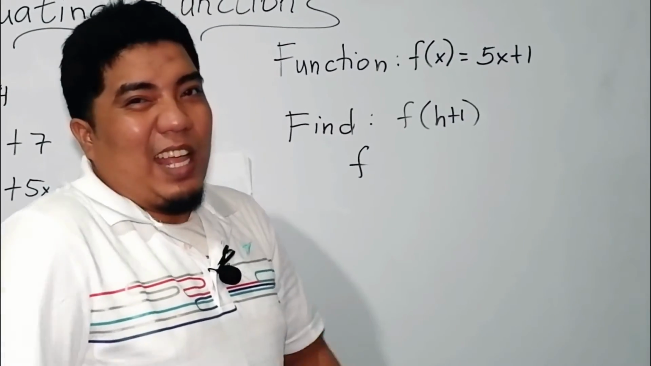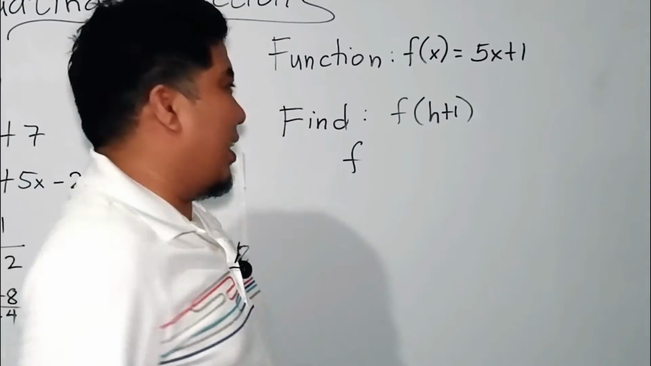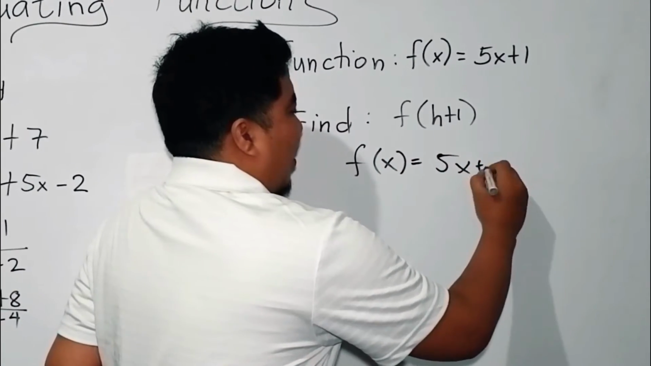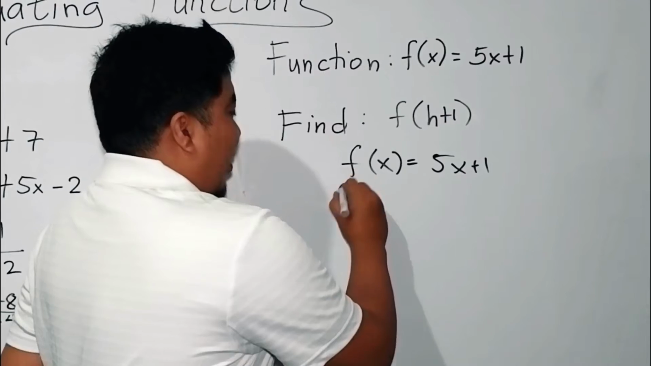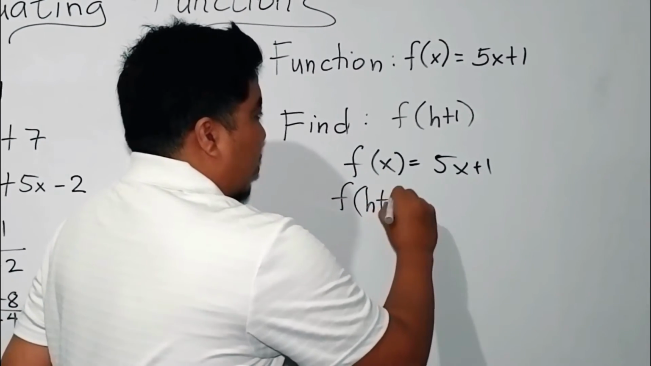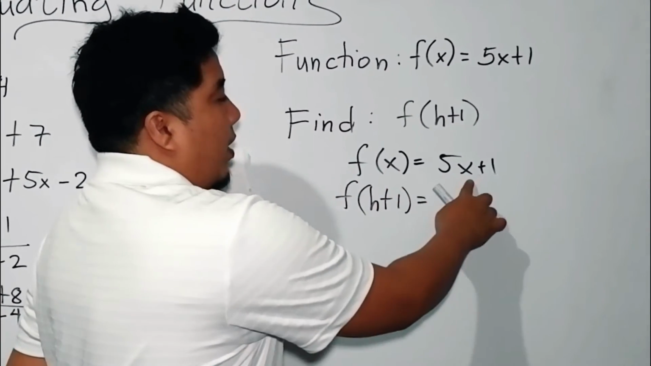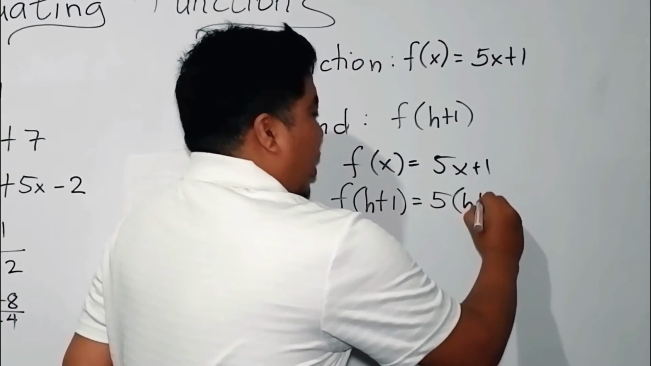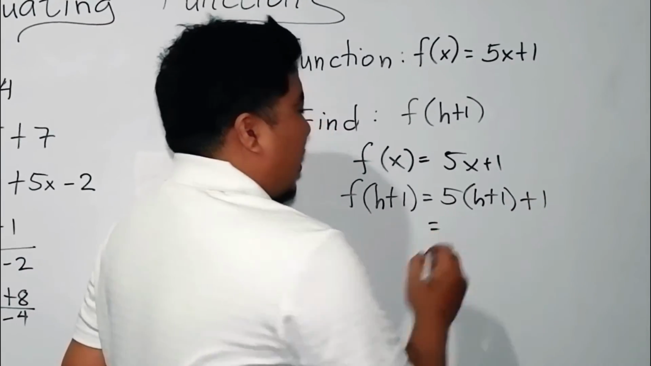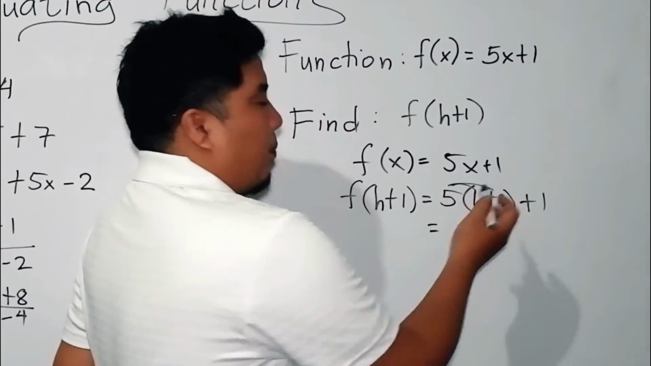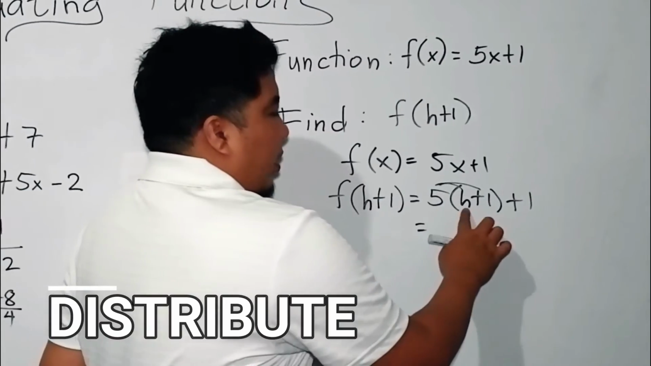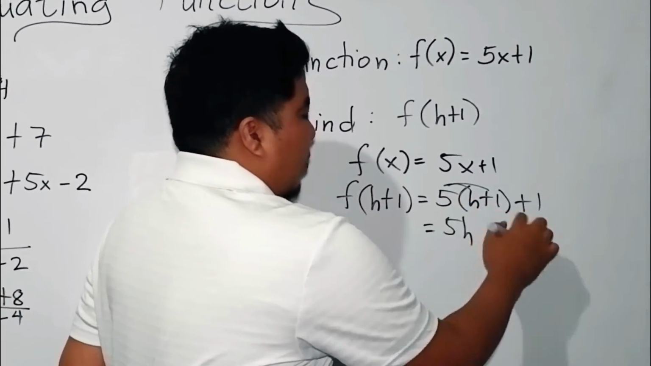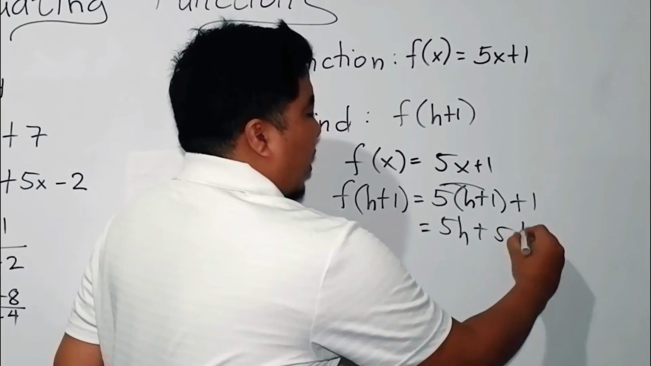Though this is not a value, but this is an expression. Okay, so what we do is, we copy our original function, and then we change our x by h plus 1. Same goes, if we change that one, that also affects our right side of the equation, therefore giving us 5 times h plus 1, plus 1. Okay, so now, the same process, we distribute it, because h plus 1 cannot be added together. So 5h, 5 times 1, that is 5. Then we copy plus 1.